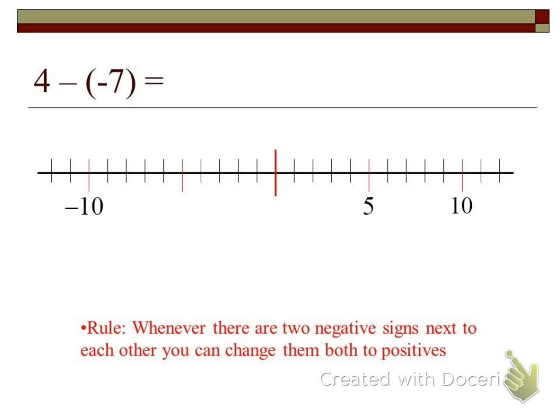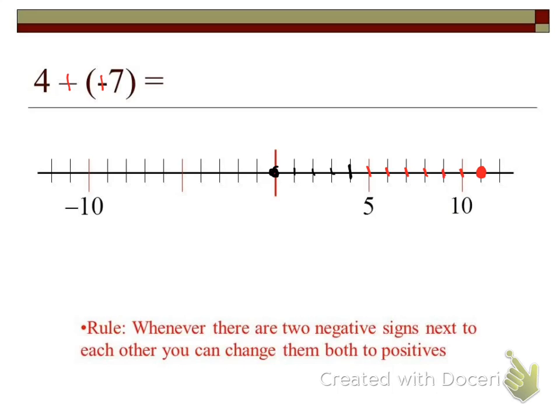So here we have 4 minus negative 7. And this is kind of weird. It's kind of like telling us 4 add the opposite of negative 7, which would be positive 7. So I can just change these into two positives. And now I just have 4 plus 7. Positive 4, positive 7. My answer is 11.